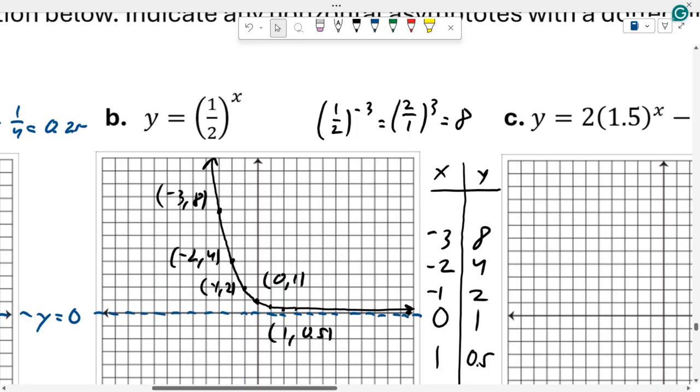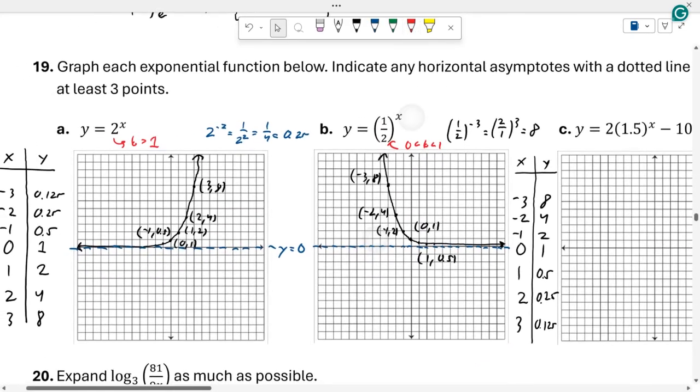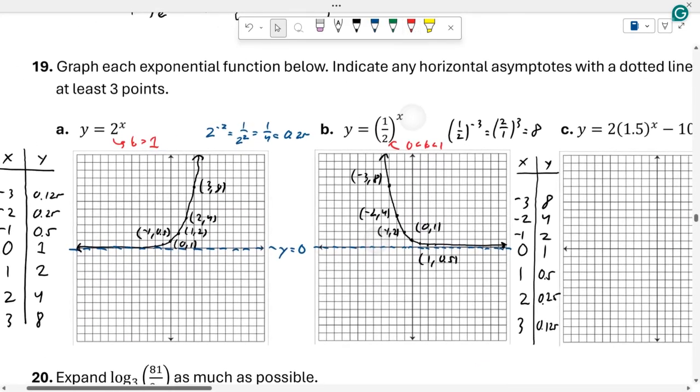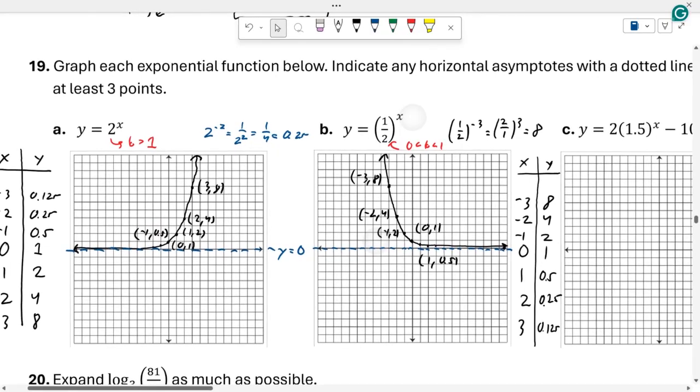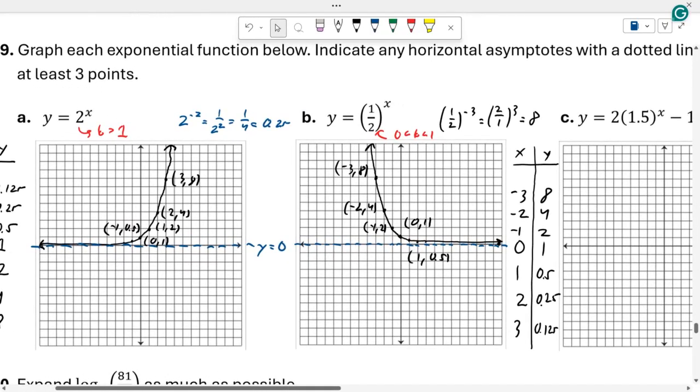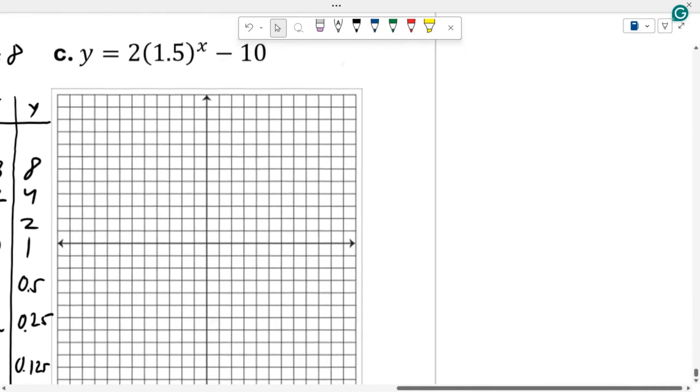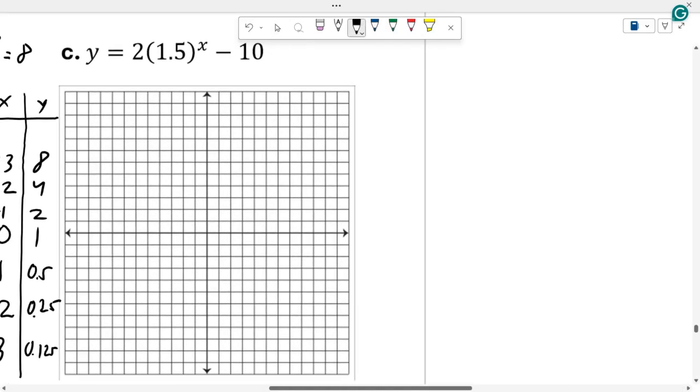With B, the reason why the graph looks like this is because my base is between 0 and 1. So because my base is between 0 and 1, we end up getting this kind of an exponential graph, whereas again with A, we had a more typical exponential graph because my base was larger than 1. So just keep in mind that in general, when your base is greater than 1, it looks kind of like A, and when your base is between 0 and 1, it looks kind of like B. If your base is less than 1, it's not an exponential function. So just FYI.